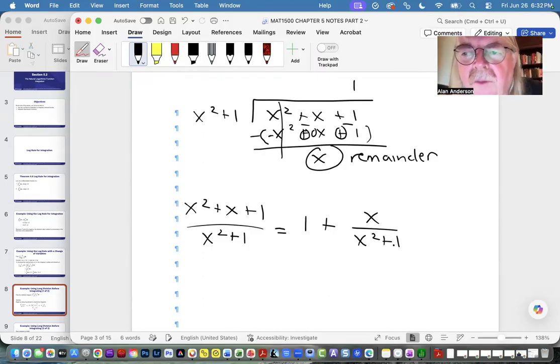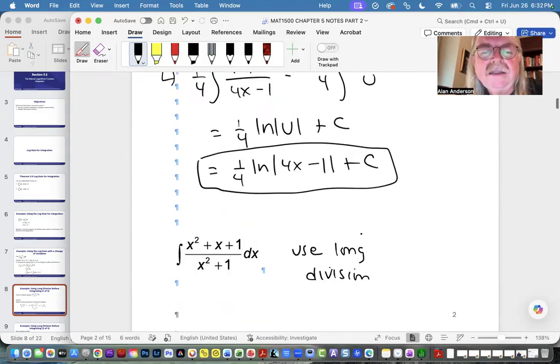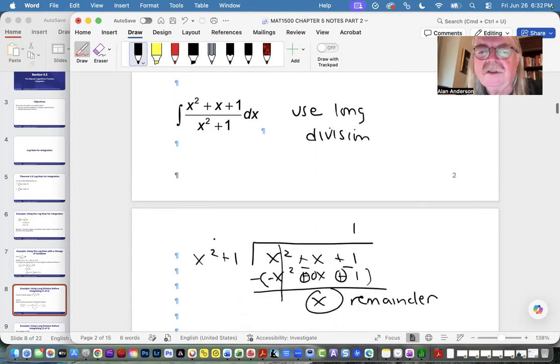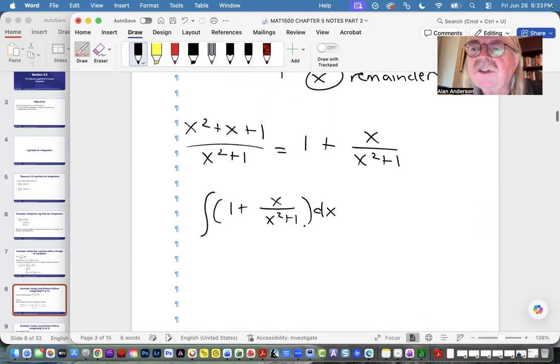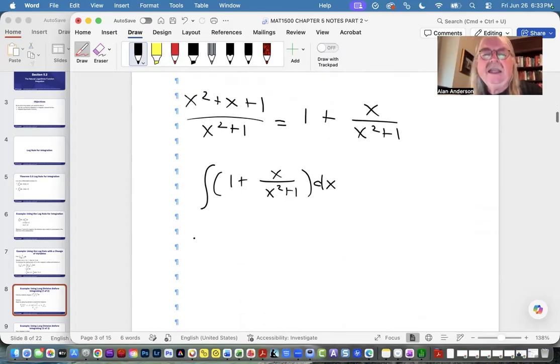So you're probably thinking, well, what's the big deal? Well, the big deal is that this integral is going to be very difficult. Instead, I can do this. I've got two simpler terms, each of which will be easier to integrate than the original function.